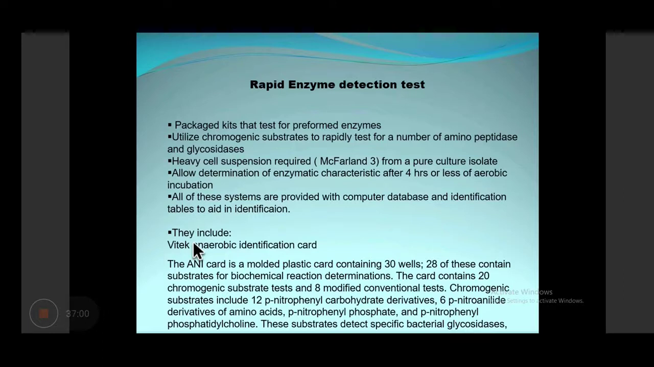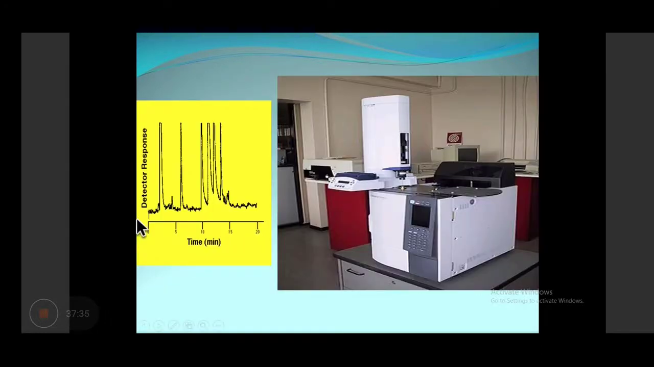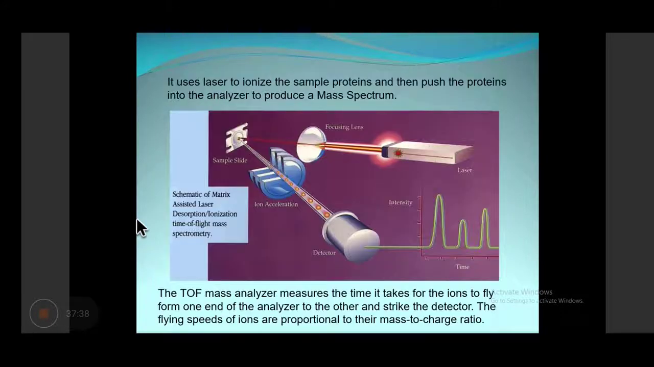These are other commercially available kits, named Rapid ANA II or Rapid ID 32A, rapid methods other than Vitek. Other methods like gas liquid chromatography are not for this batch. You should know just the chromatography name. What is gas liquid chromatography? This is a chromatography. Know just the name.